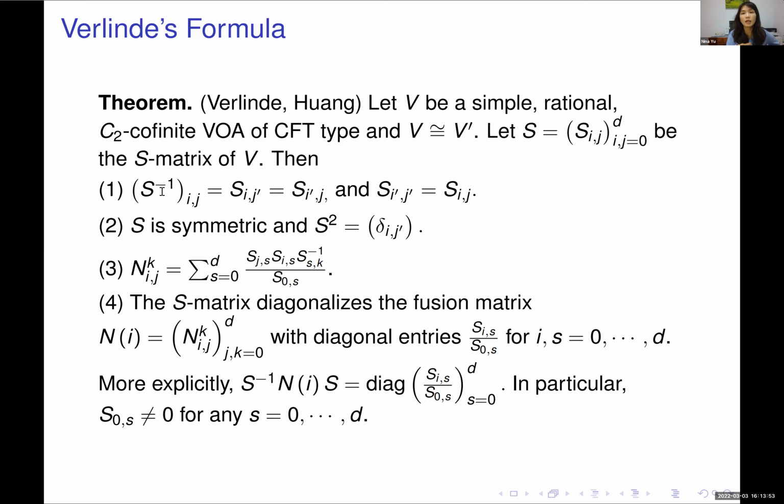So you see that under those conditions, the S matrix is invertible. This is important for us later. This is the Verlinde formula. It was conjectured by Verlinde and was proved by Huang.